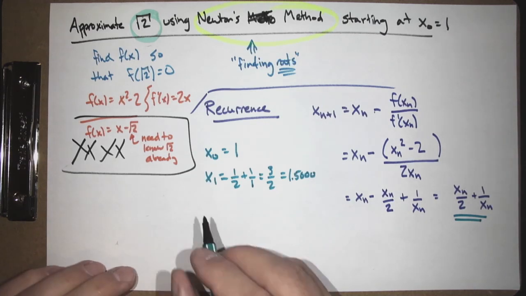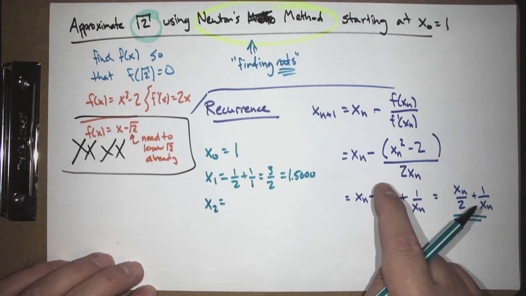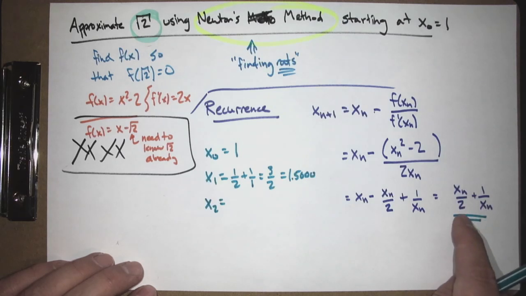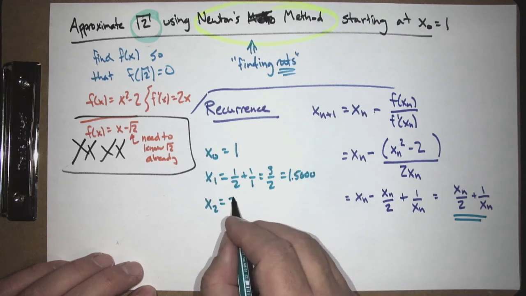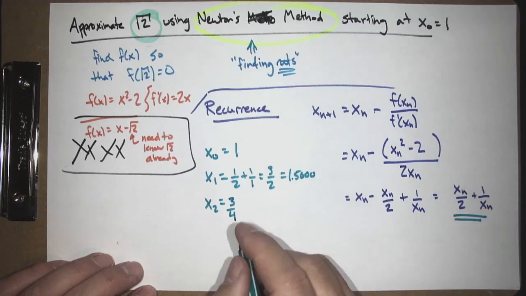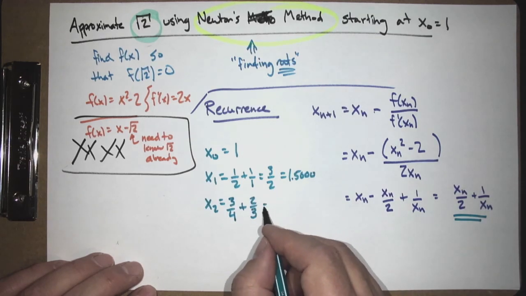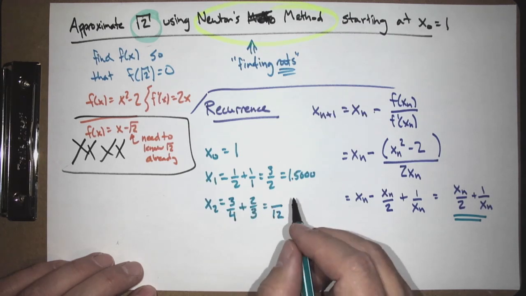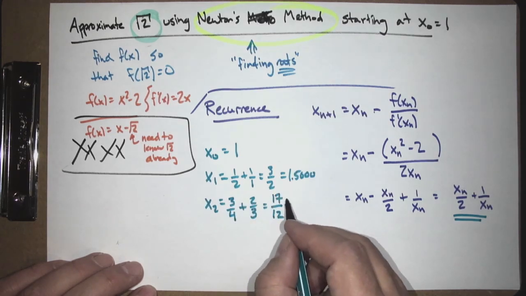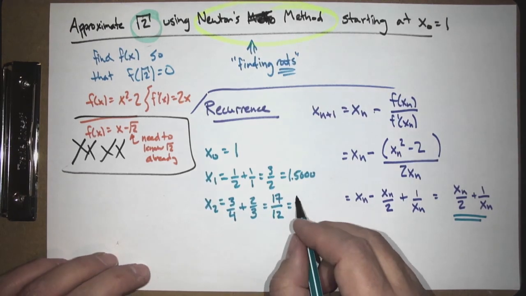Okay, what about x2? What will that be? Now, again, I'll use this format just because it's a little bit easier to work with. So you'll get 3 halves over 2, also known as 3/4, plus, flip it, 2/3. And that's a common denominator of 12. So that's 9 over 12 plus 8 over 12, which makes 17 over 12. Okay, and 17 over 12 is something. It starts as 1.4.